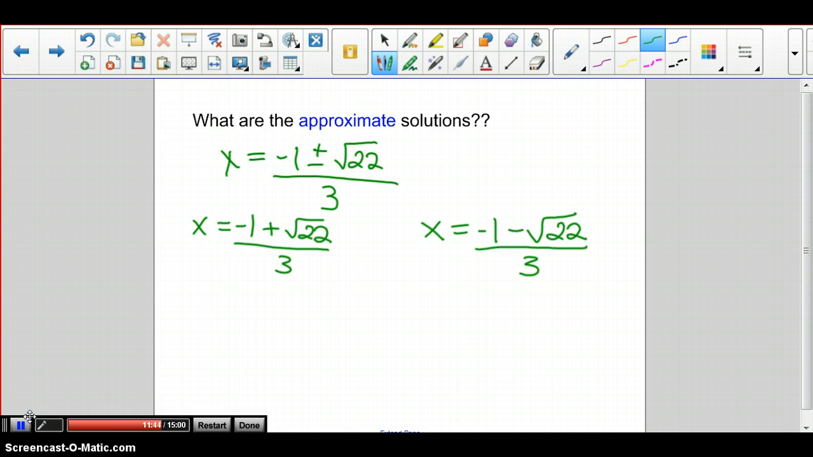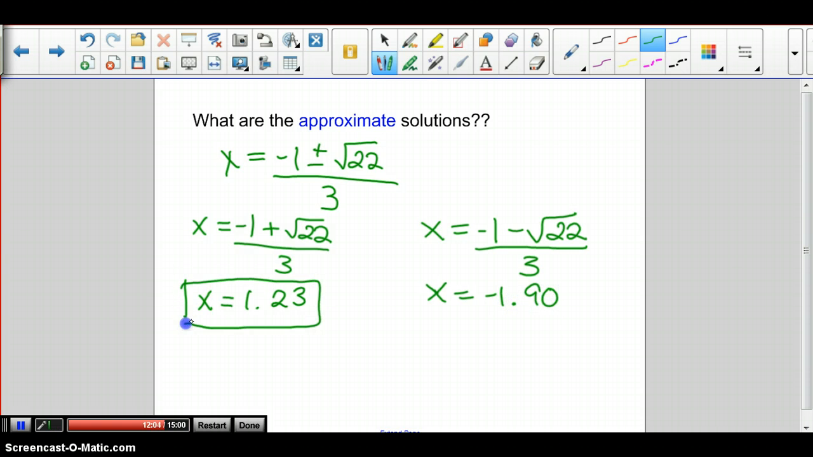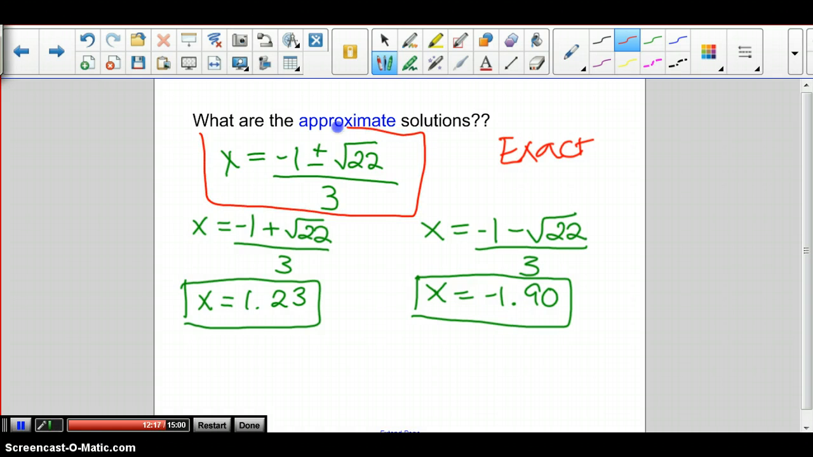Okay, so just to show you what I got when I plugged it into my calculator. For the first one, when we added the square root of 22, I rounded mine to 1.23, and when I subtracted them, I got negative 1.90. So these here are my approximate solutions because I rounded them. Now if the question had asked for an exact solution, we would leave it here in this form because this is not rounded.